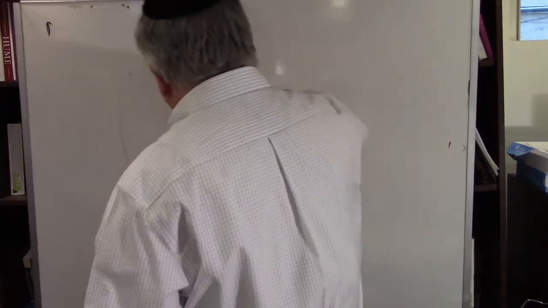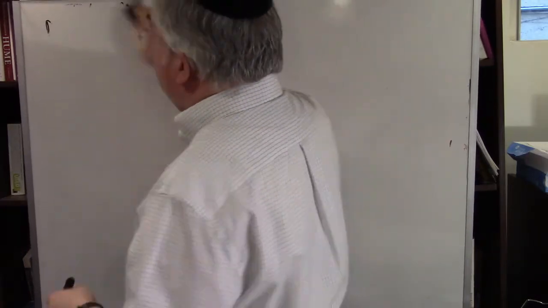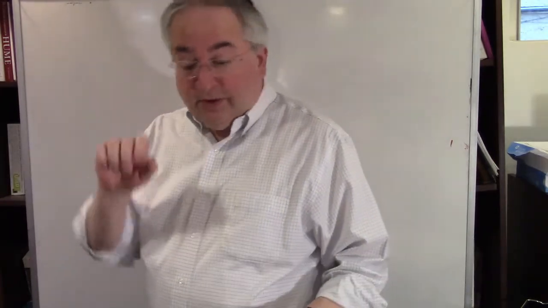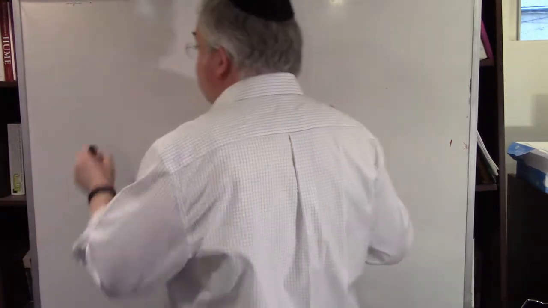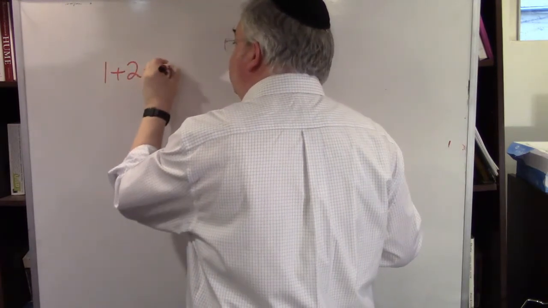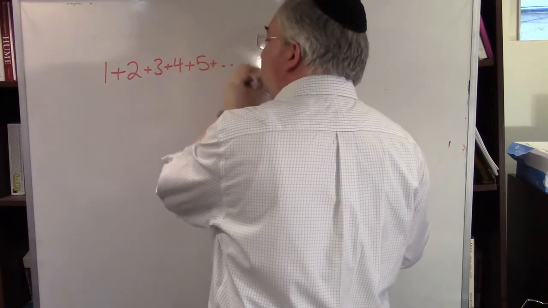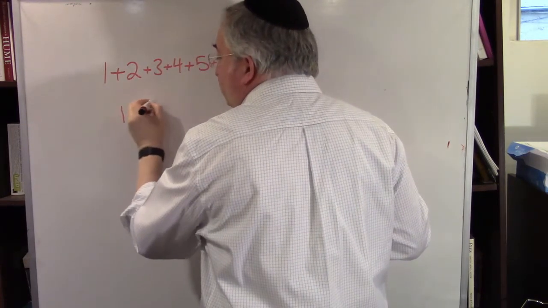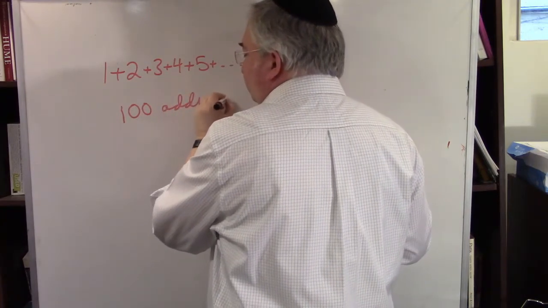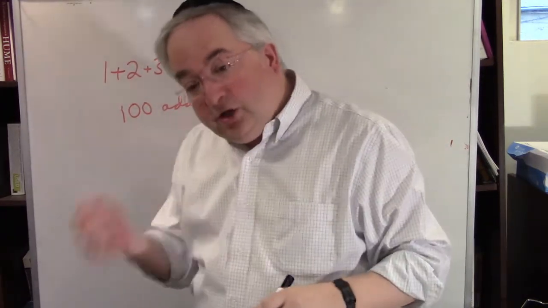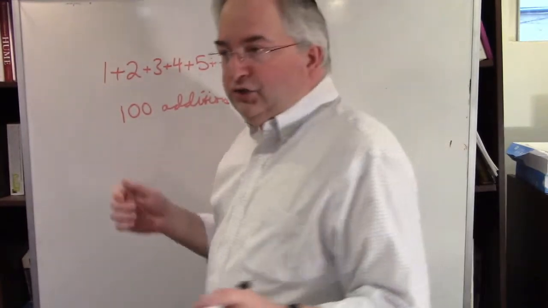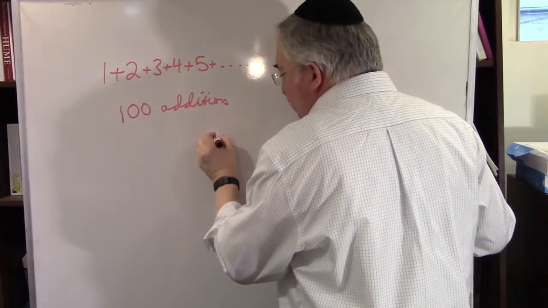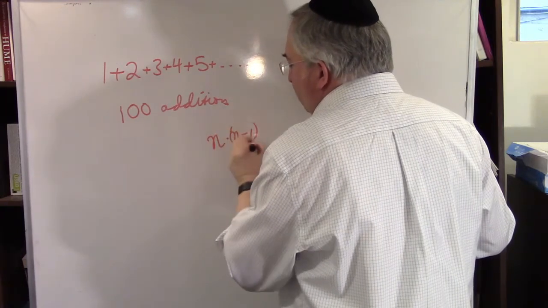But let me just tell you, from an algorithm's point of view, what little Gauss did. He said, look, how does the teacher do this? She does 1 plus 2 plus 3 plus 4 plus 5 plus 6. She's going to do about 100 additions. Now that takes a long time to do 100 additions. Gauss's trick says, no, you don't have to do 100 additions. Here's what you have to do. You have to do n times n minus 1 divided by 2.